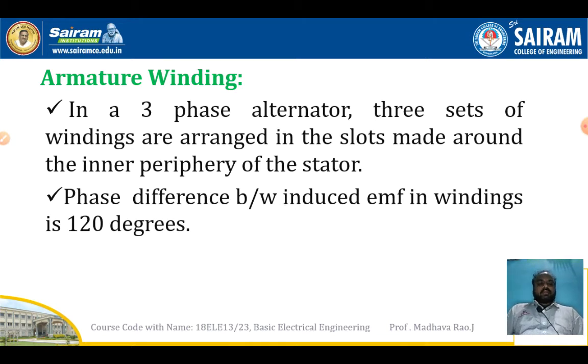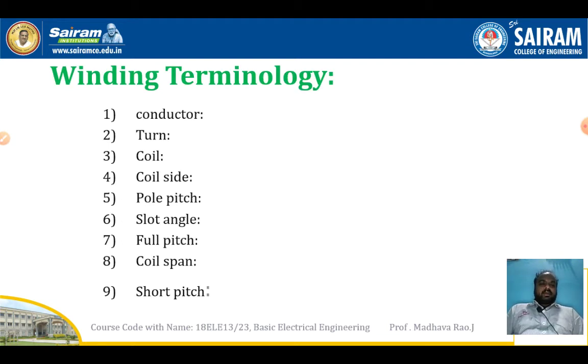Next we'll see winding terminology. Here we have nine terms, and one by one we'll see them: conductor, turn, coil, coil side, pole pitch, slot angle, full pitch, coil span, short pitch. What is meant by conductor? A conductor is a wire used to produce the EMF in the armature.